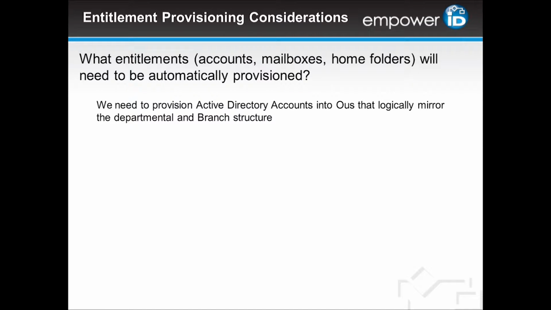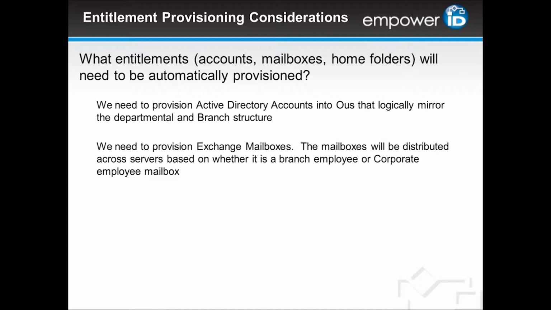So from what we saw, we're going to need to provision Active Directory accounts into OUs. Those OUs logically mirror the departmental and branch structure, which is good from a business standpoint. We're going to need to provision Exchange mailboxes. Now, something that we would have found out on the mailboxes is that they'll be distributed across servers based on whether it's a branch employee or a corporate employee mailbox. So that's going to inform us on where we're going to want to have some of those inheritance structures at.